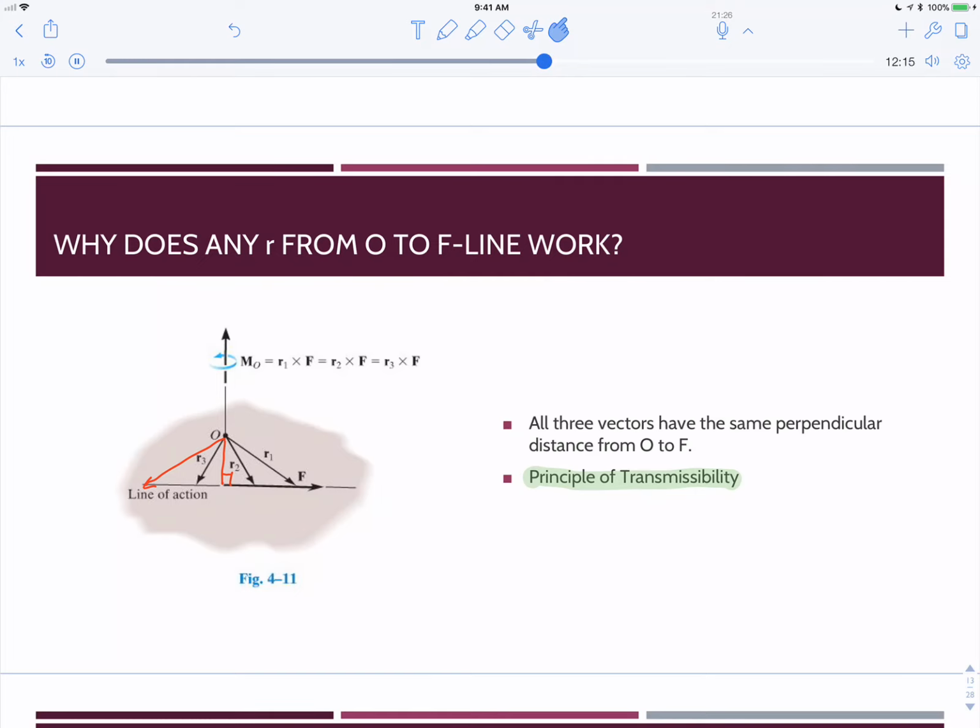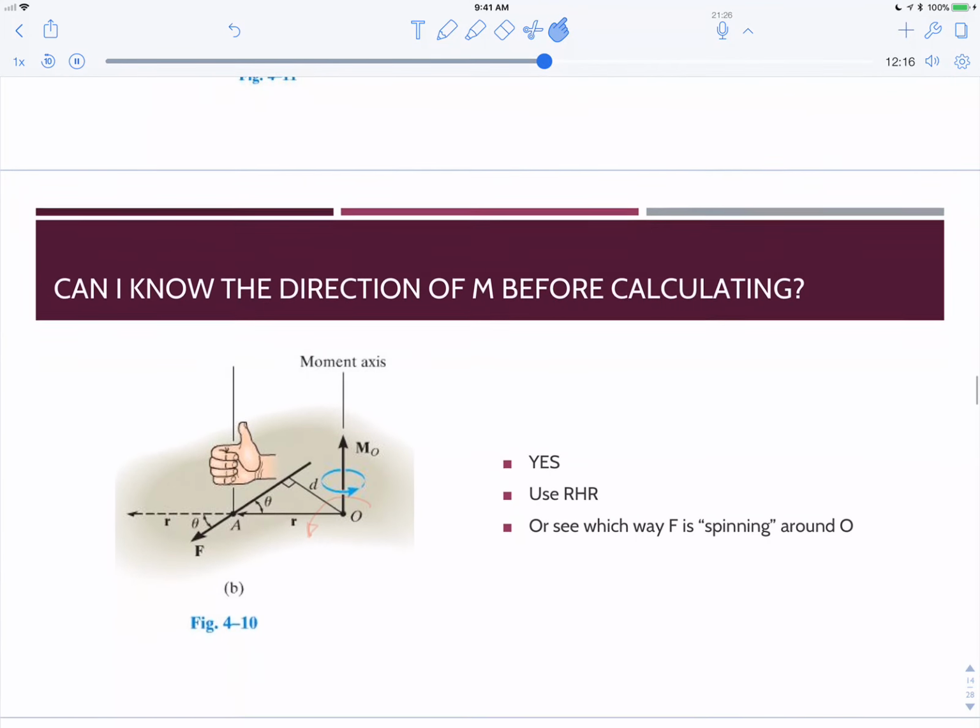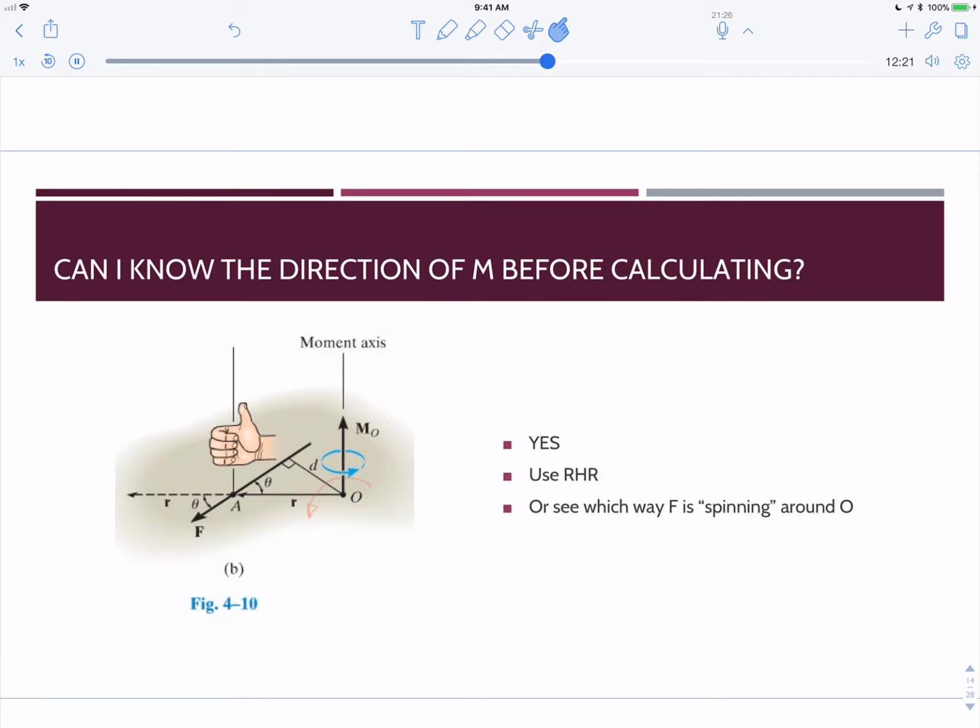A lot of times before I do this cross product, I imagine the general answer before I do it. You can know the direction of the moment just by using the right-hand rule. In this case, we want to know the moment of F around O. Can you see that force, if you curl your hand around O, it's going to go like this, right? It's going to go counterclockwise around that point O. You can use the right-hand rule to get the direction of the moment.